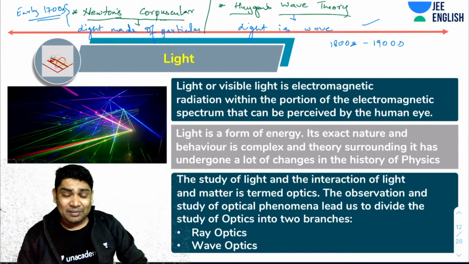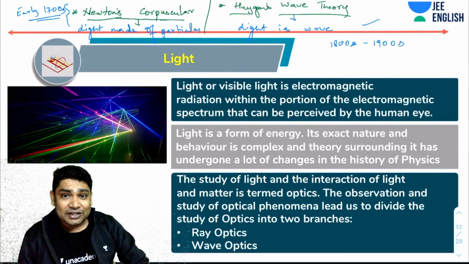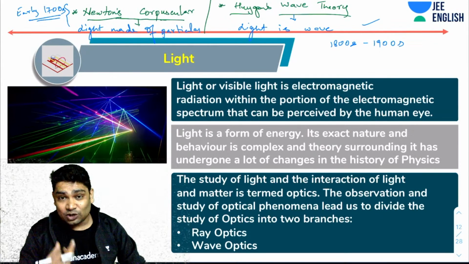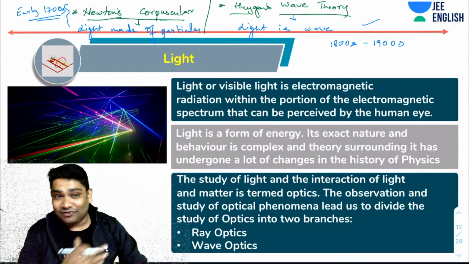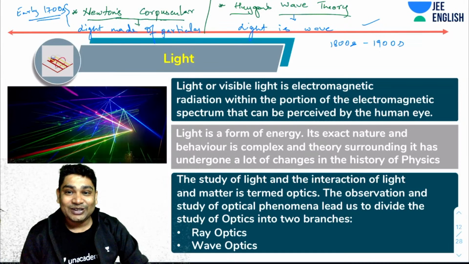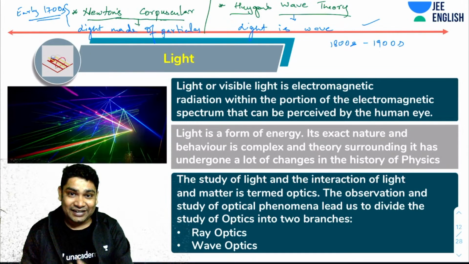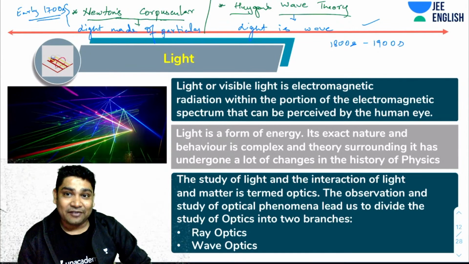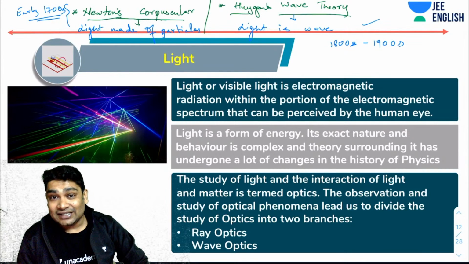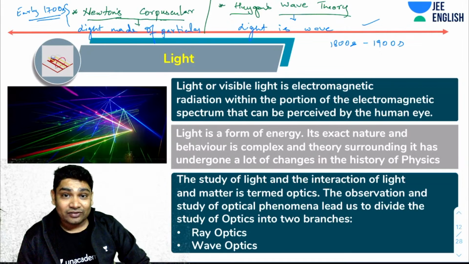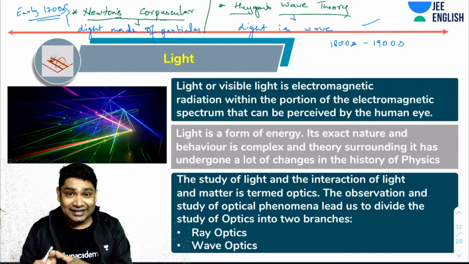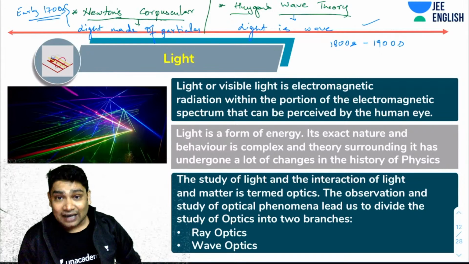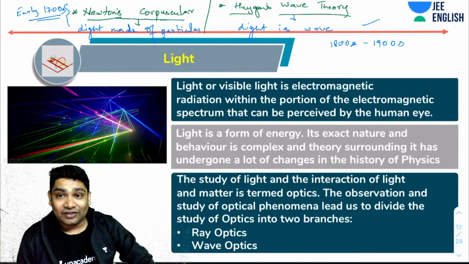So, as I said, the behavior and exact nature of light has so many complexities that our theories around light have evolved over the years. They have changed back and forth, back and forth. Okay, and finally, we have a set of our understanding about light. We now believe that light has dual nature. It can behave both as particles and as waves. However, we will discuss that in detail later. Right now, let's focus on the study of light.